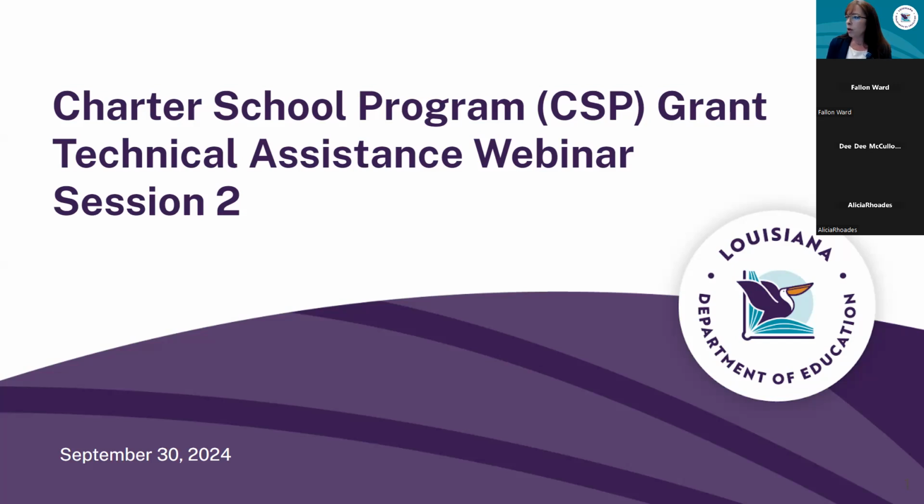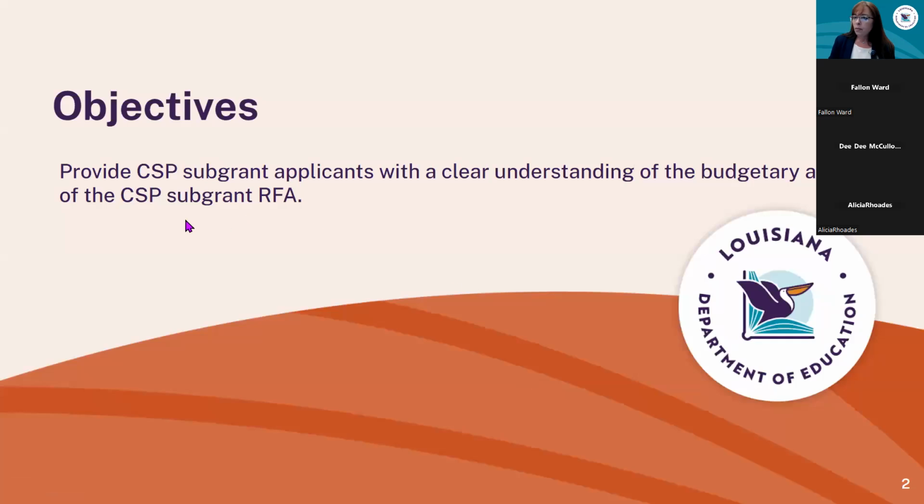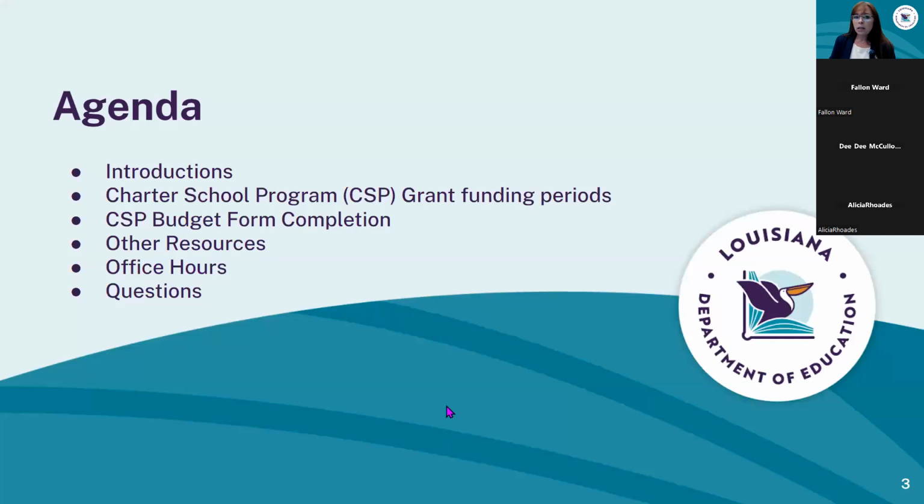So we're going to jump into session 2, which is really going to be geared toward the budgeting part of that CSP grant application. So let's get started. Our objective today is to provide CSP subgrant applicants with a clear understanding of the budgetary aspects of the CSP subgrant RFA.